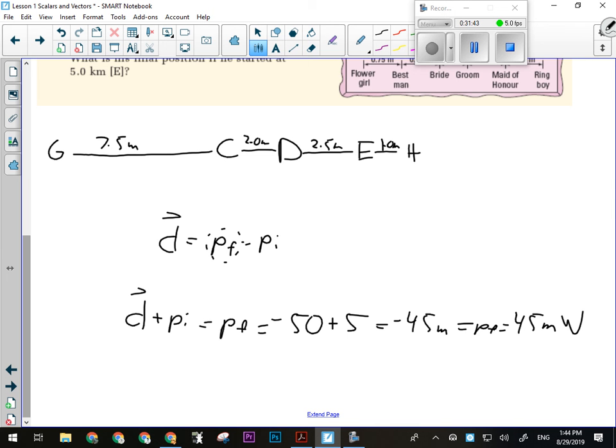The other way you could have done that was to draw it. Here's my reference point. Here's my initial position, 5 kilometers east of that. And I end up a total of 50 kilometers west. Well, I could figure out 50 minus 5, or whatever. Either way, you're going to end up with 45 kilometers west as your final position. Everybody good with that one?